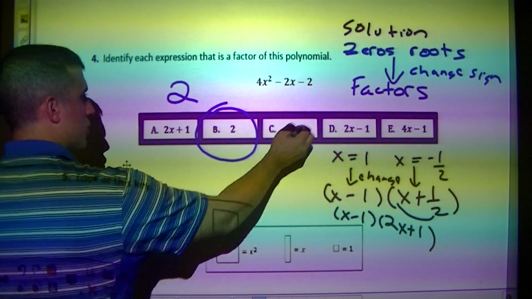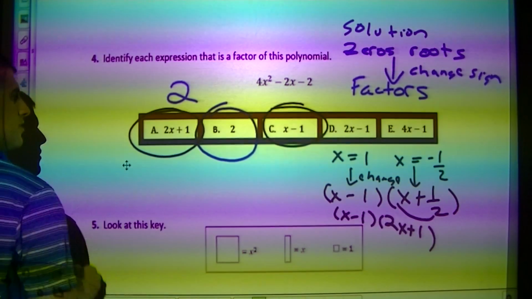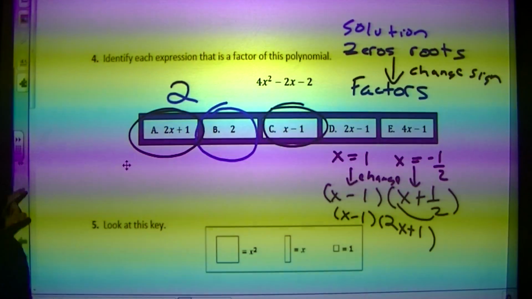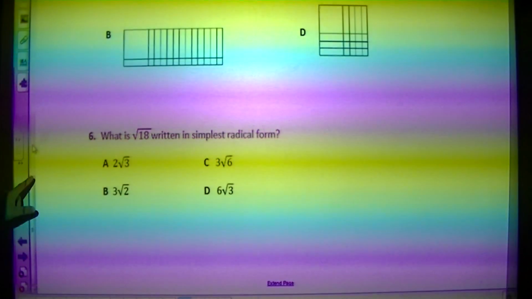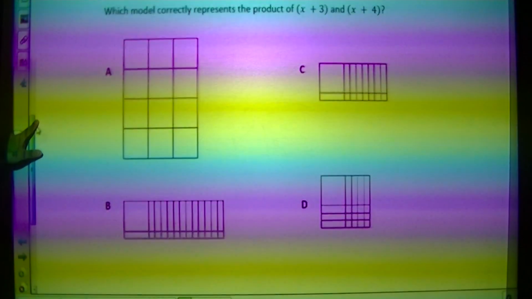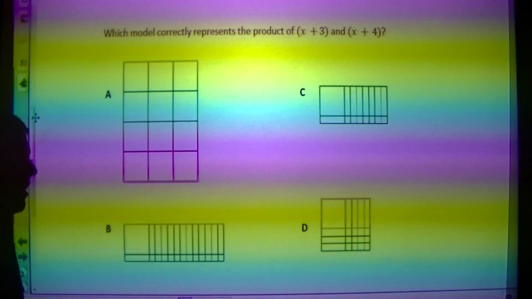Okay, so the other things that should have been circled were this and this. So all 3 should be circled. Okay. Look at the key. Okay. All right, which represents that?